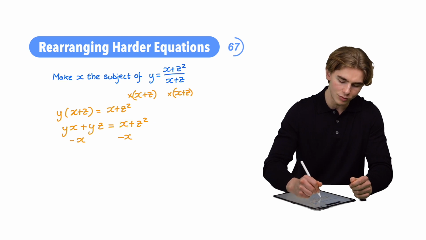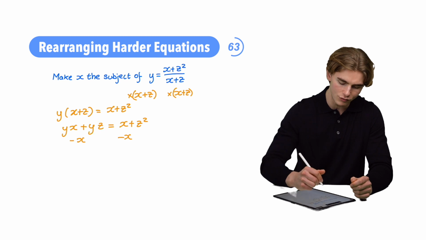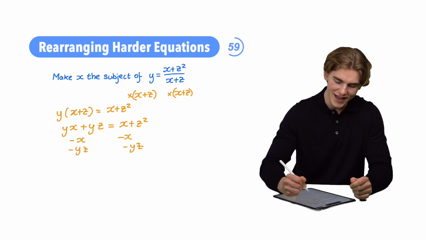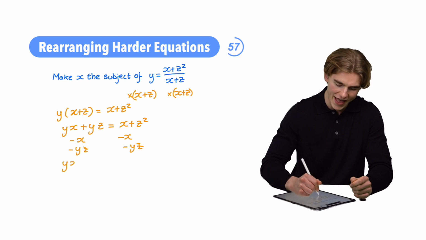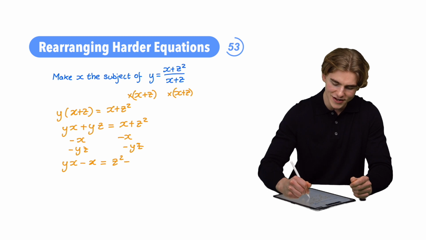And then we're going to subtract yz from both sides. That's going to move the yz over. Let me just quickly write that in. Minus yz. Minus yz. Now what are we going to have on the left hand side? We have yx minus x, and on the right hand side we have z squared minus yz.